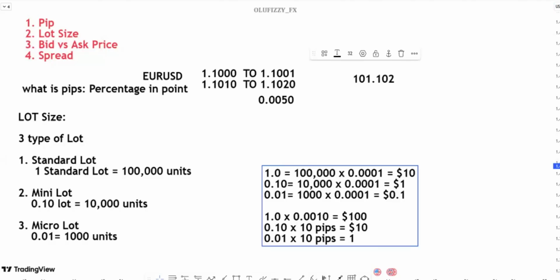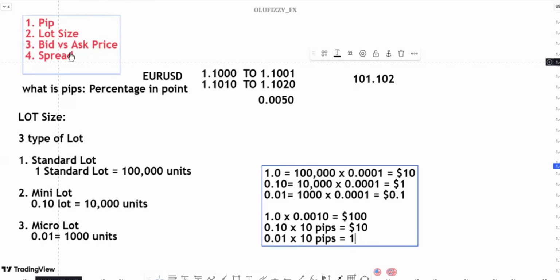But you don't really have to worry about the pip value. I'm going to show you a calculator you can use to know the actual pip value for different currency pairs, and also how you can calculate the exact amount you want to risk on the trade and know the right lot size to use, so that you do not gamble your money or just use random lot sizes when you are trading. And that's about pips and lot size.